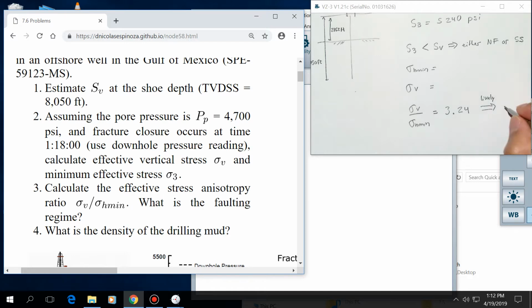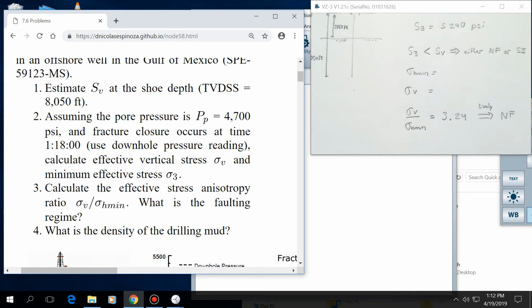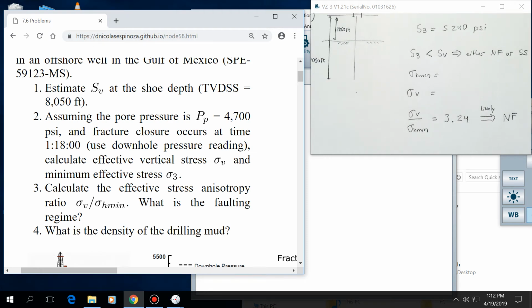Because it's the largest stress anisotropy, right? There might be a stress anisotropy which is similar in the other direction for sigma H max, but we don't know. We don't know about that, at least from the data over here.